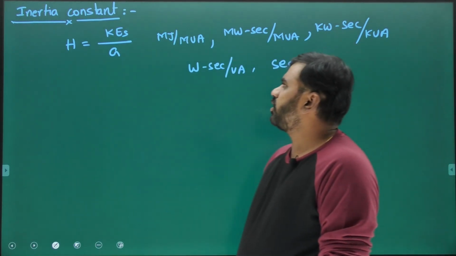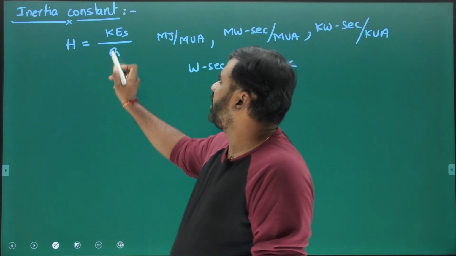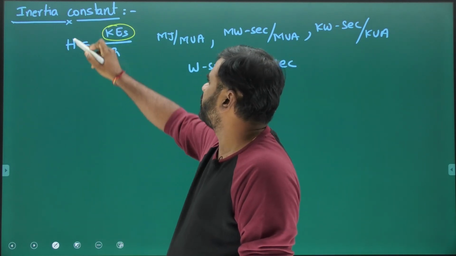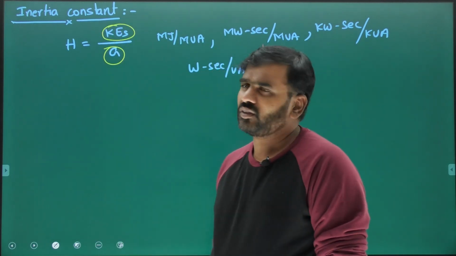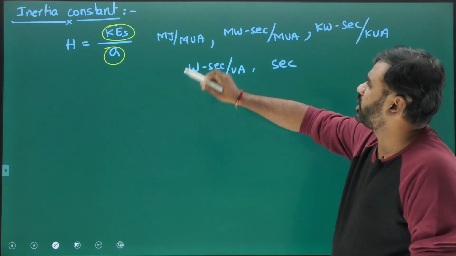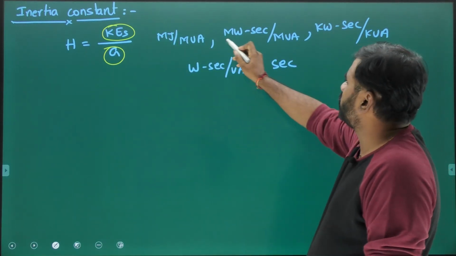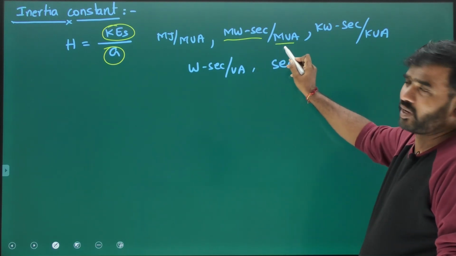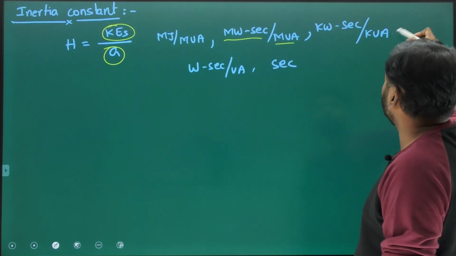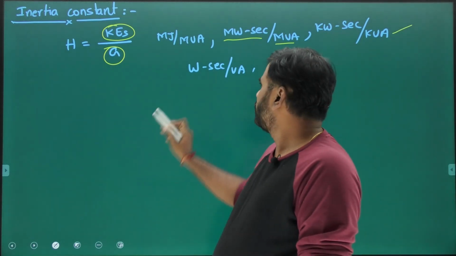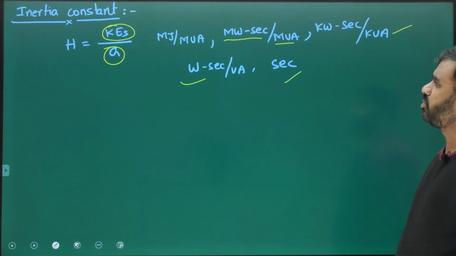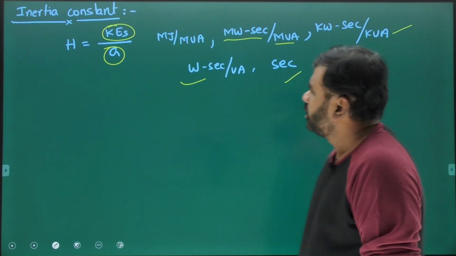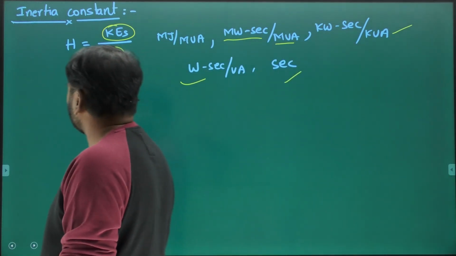See, the inertia constant is defined as the kinetic energy stored at synchronous speed divided by the MVA rating. So H equals KE by G, so that's why the units are megajoules per MVA. Megajoules can be written as megawatt second per MVA. If you divide numerator and denominator by 1000, the value will not change, but the units become kilowatt second per kVA. Otherwise, watt second per VA are simply seconds. Now that's the unit for the inertia constant.